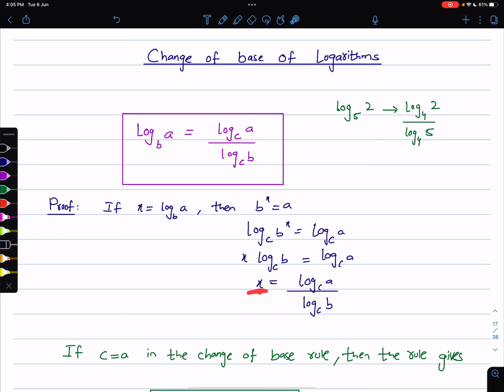So x is equal to log to the base c of a divided by log to the base c of b. And what was x? x was equal to log to the base b of a. So log to the base b of a is equal to log to the base c of a divided by log to the base c of b. That is our change of base rule.